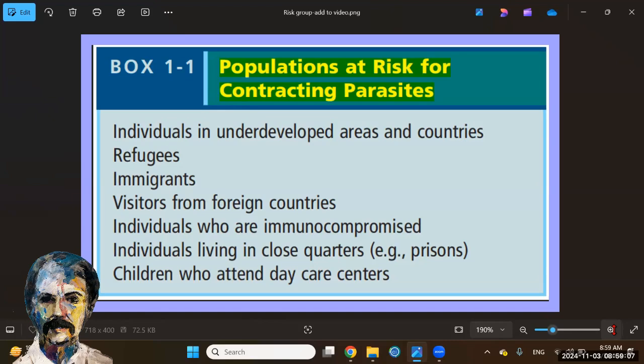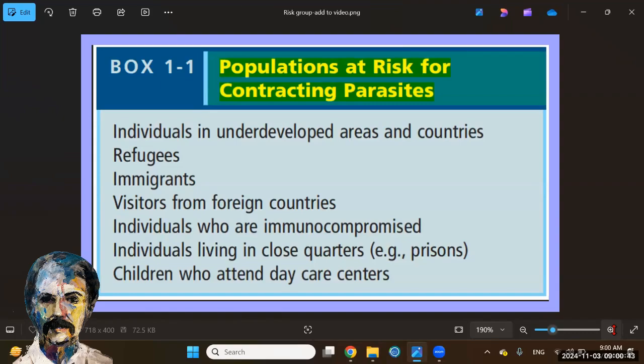Children who attend daycare centers, children at schools, children in kindergarten, have the probability. And these children very simply and easily transmit the parasitic infection from one to the other. One good example is enterobiasis, Enterobius vermicularis. If there is one infected child in the kindergarten, expect your child to become infected.